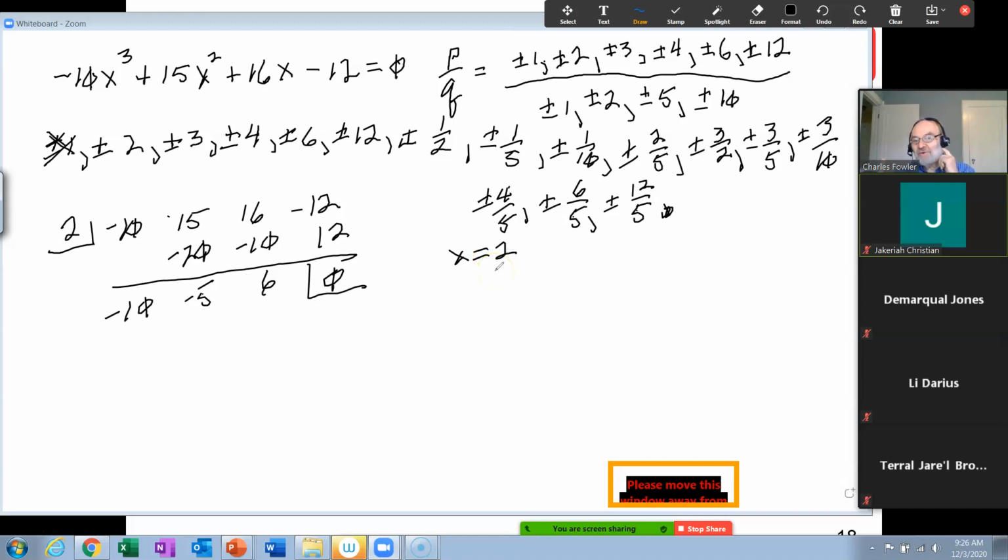There's our first 0. And folks, that's all we need with synthetic division, because this gives us a quadratic: minus 10x squared minus 5x plus 6 equals 0.